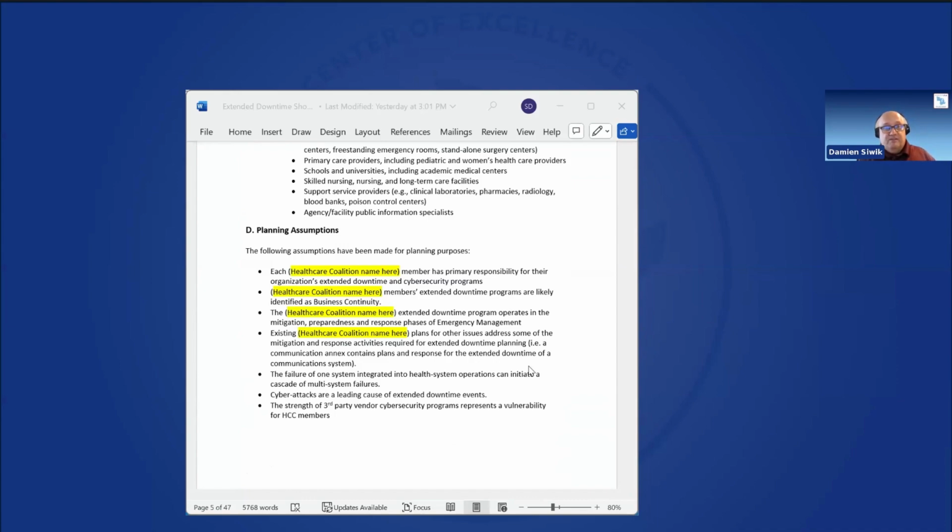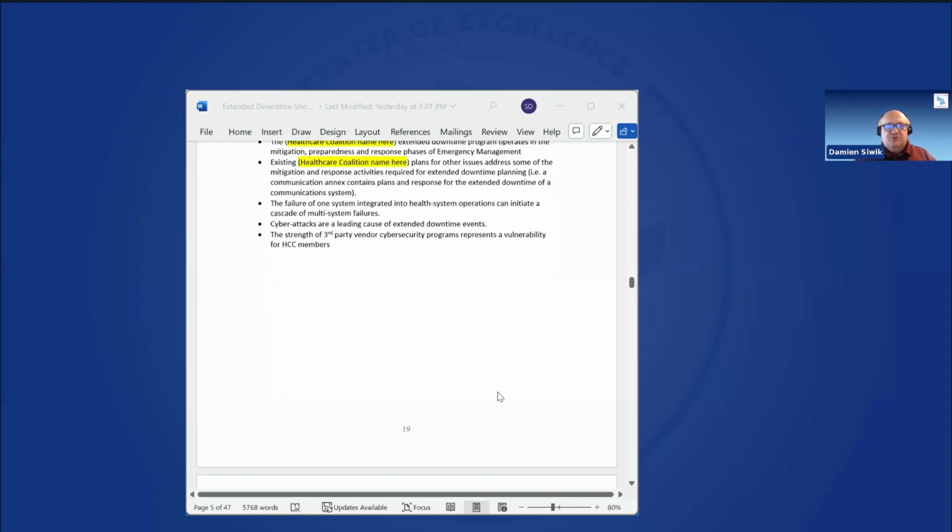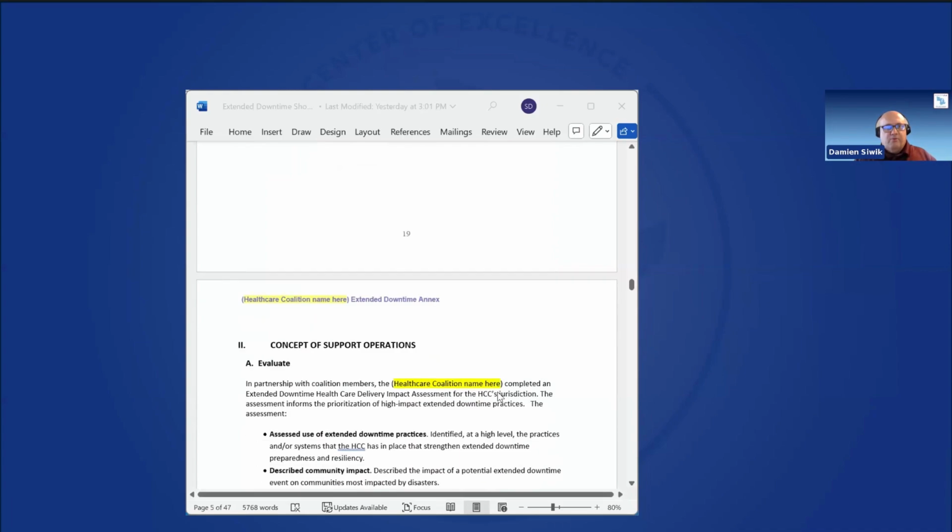which is bullet number two. Their extended downtimes might be called business continuity. Bullet number three, the extended downtime plan operates in the mitigation, preparedness, and response. And what we said before with bullet number four, a gap and mitigation for anything revealed by the extended downtime assessment may already have been addressed with other plans. And you can see at your convenience the additional follow-on bullet points there.